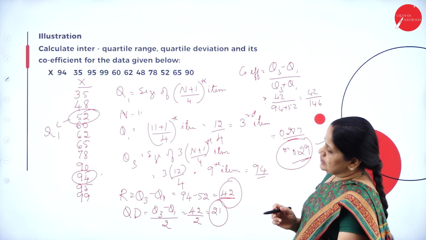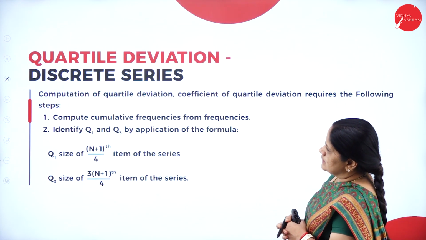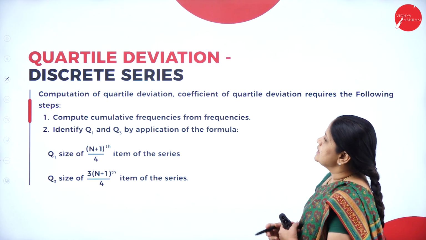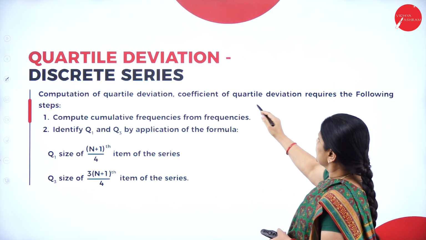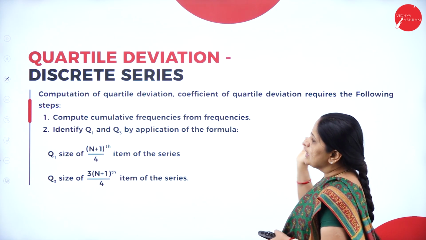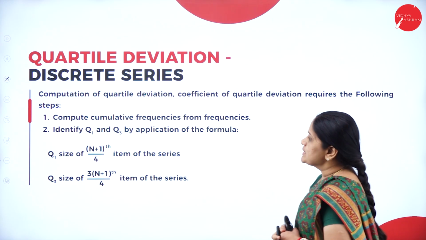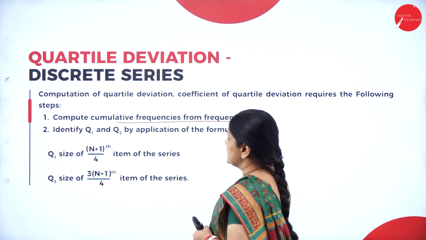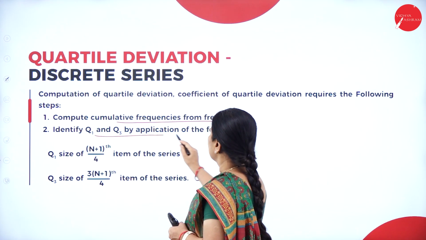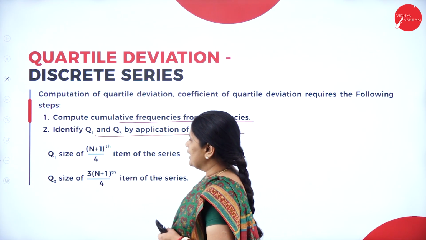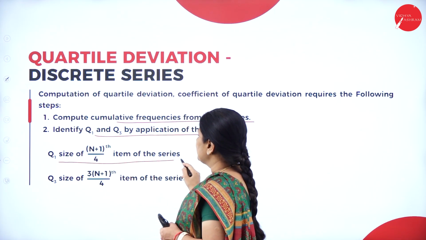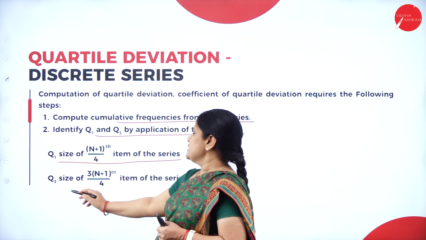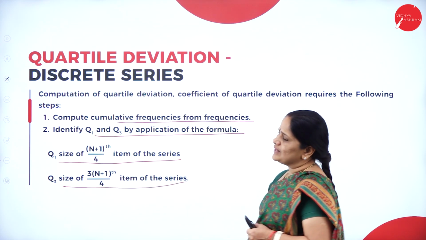Now we'll go to the next part of the series here: the quartile deviation for the discrete series. The computation of quartile deviation and coefficient of quartile deviation requires the following steps. First, compute the cumulative frequencies from the frequencies. Identify Q1 and Q3 by application of the formula. Q1 equals size of n plus 1 by 4th item of the series. Then Q3 equals size of 3 into n plus 1 by 4th item of the series.